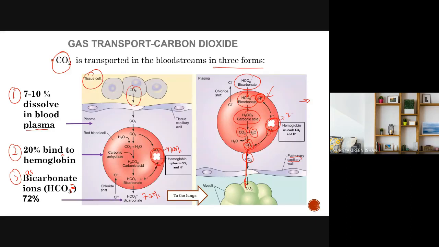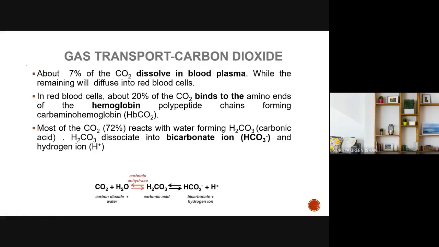So ini tadi berapa persen? 20% kan? Yang ini 72% dalam awak punya blood plasma as dissolved carbon dioxide is 7 to 10% as dissolved carbon dioxide in the blood plasma. So ini awak kena ingat tiga ni, 1, 2, 3. 3 forms of how carbon dioxide are transported. Okay, the first one is 7% of carbon dioxide dissolved in blood plasma, while the remaining will diffuse into red blood cells. Kan? So 7% akan dissolve dalam blood plasma tu.